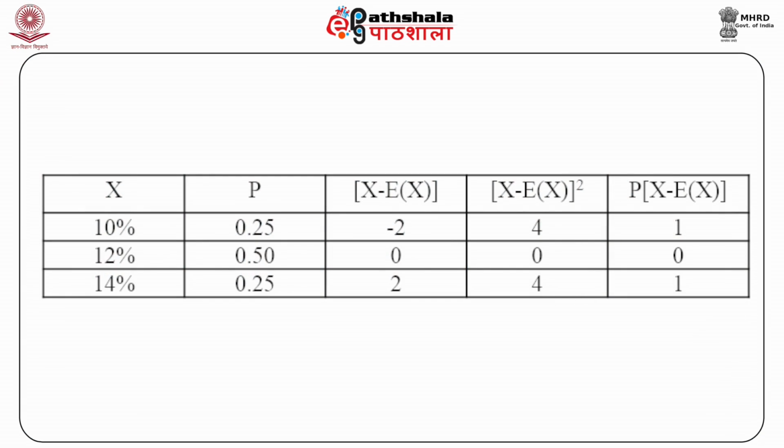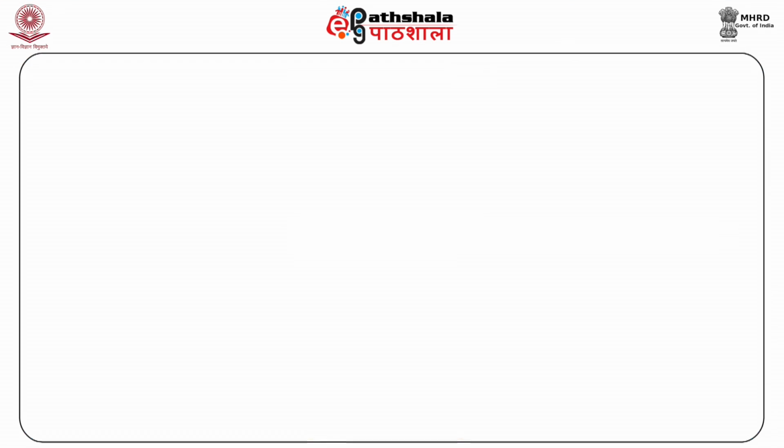Taking another example where the returns are given together with the probabilities in this table. Here, the standard deviation will be equal to 1.41%. The square of standard deviation is called variance. This may also be alternatively used as a measure of risk and conveys the same meaning.